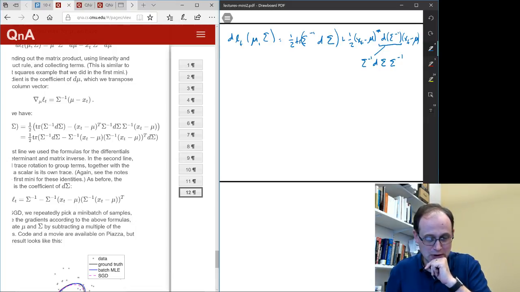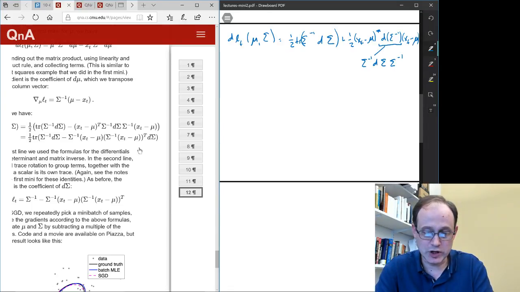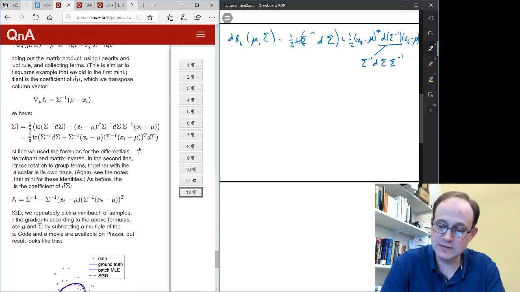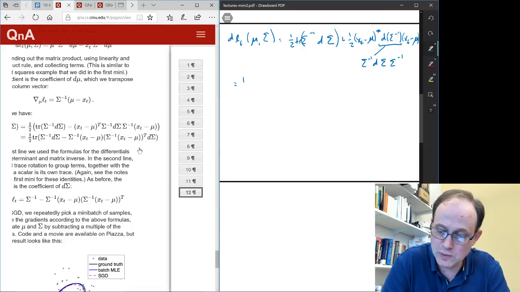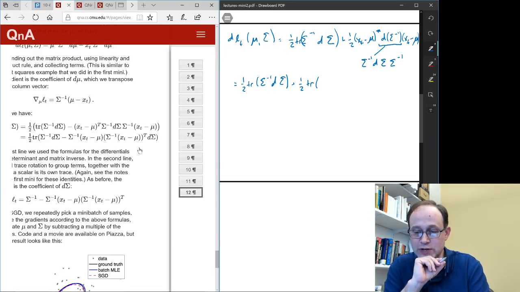So we would like to set it up so that there's a coefficient of d sigma that we can use as a gradient, and that's what this second line is doing. Here in this first term we're good. There's a coefficient of d sigma. Here what we want to do, this whole expression represents a scalar, so it's equal to its own trace. So this is equal to 1/2 trace of sigma inverse d sigma plus 1/2 trace of all of that stuff. And then we can use trace rotation.